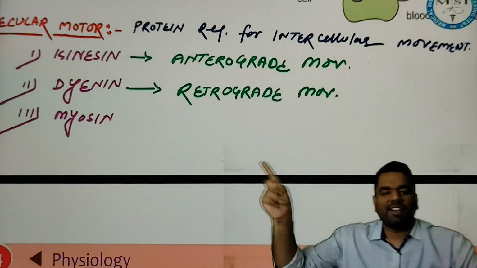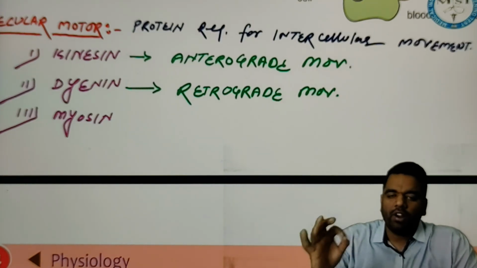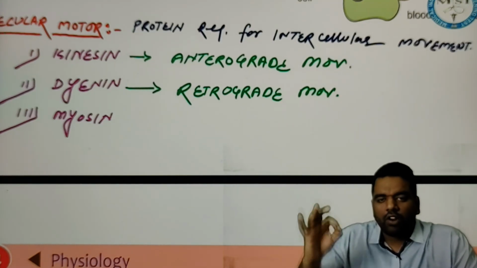And if it is retrograde movement, which protein is helping? This is helped by dynein protein. So this is how this question can be formed. Suppose a boy is defecating in an open field, and a pack of dogs attacks this boy.